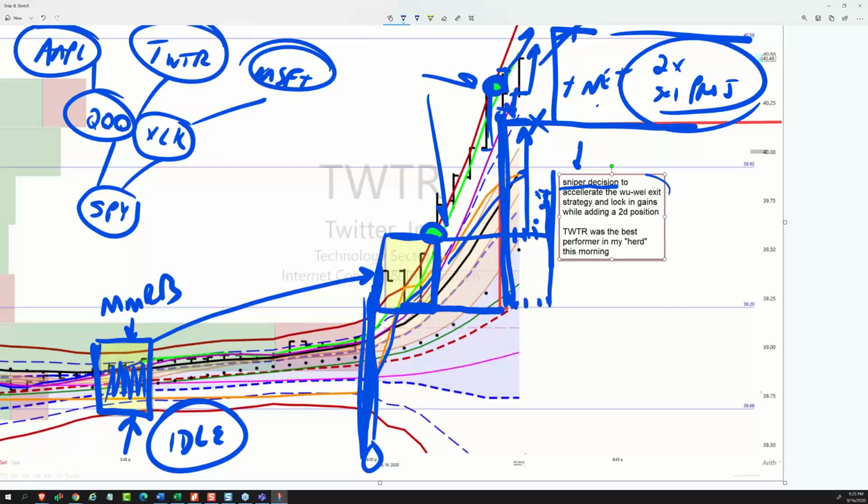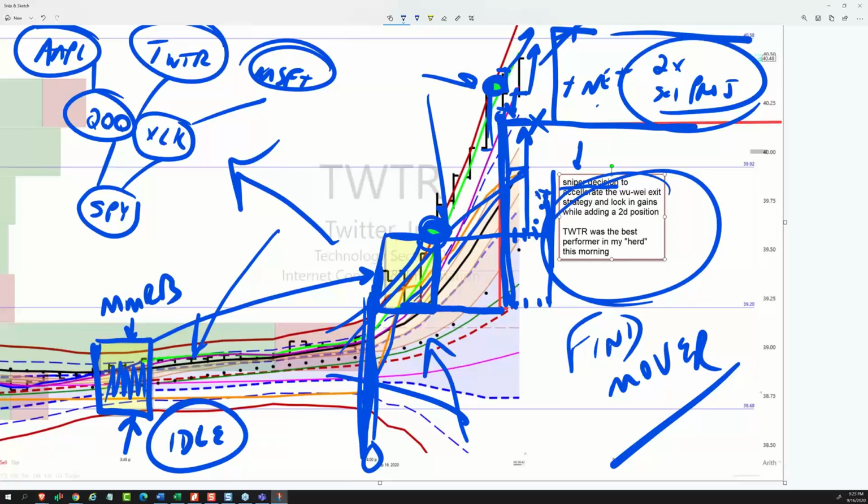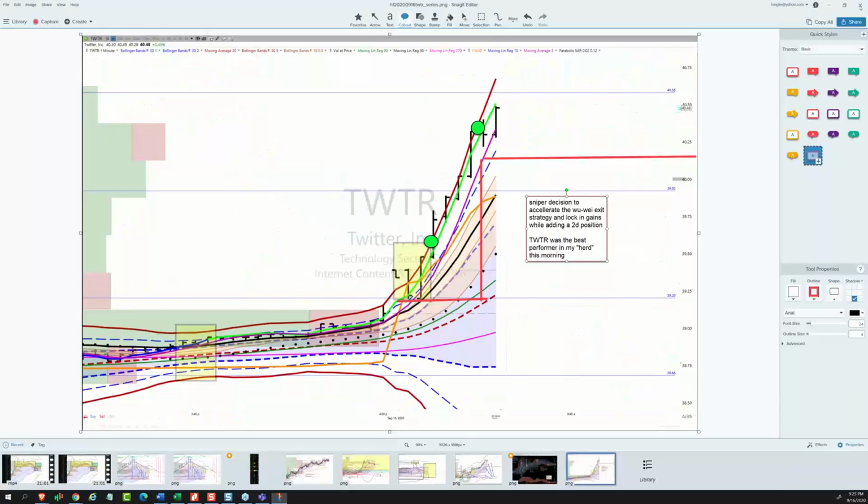So that's an example of find the mover supported by a logic chain and trade architecture, and then studying price action. Look at this thing expanding and the VWAP going. That's a no-brainer. Best thing in my stack, and it's going up, and it should go up, and it's the best performer. Easy. Compared to all the other decisions I make.